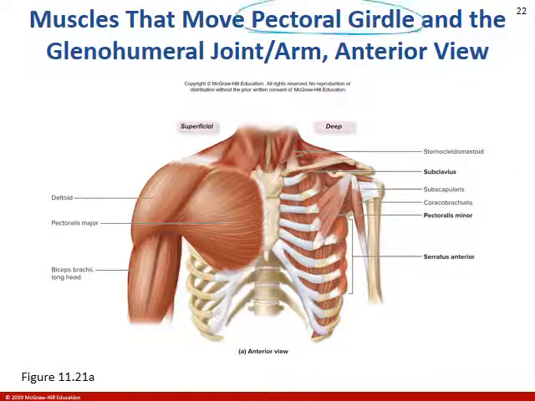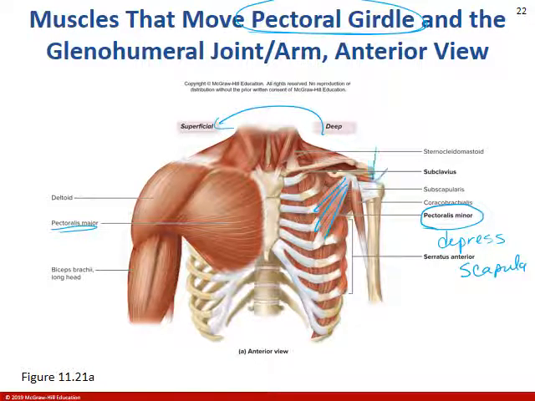Looking at the muscles that move the pectoral girdle, the ones we're going to focus on are the pectoralis minor. So the pectoralis minor is deep to the pectoralis major. So the pectoralis minor is going to depress the scapula.